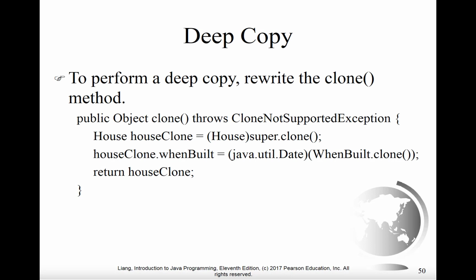So what we should do to provide a proper deep copy of our house class is we should go back and look at the code that we have written to override the clone method, and instead of just calling the super clone, we should still go ahead and call it, and at that point we're going to have just a shallow copy, but then we can turn around and say houseClone.whenBuilt equals java.util.Date, so we're casting whenBuilt.clone as a Date, and now we have a separate new date, and now we can return that final version of house as a clone, which will now be a proper deep copy.